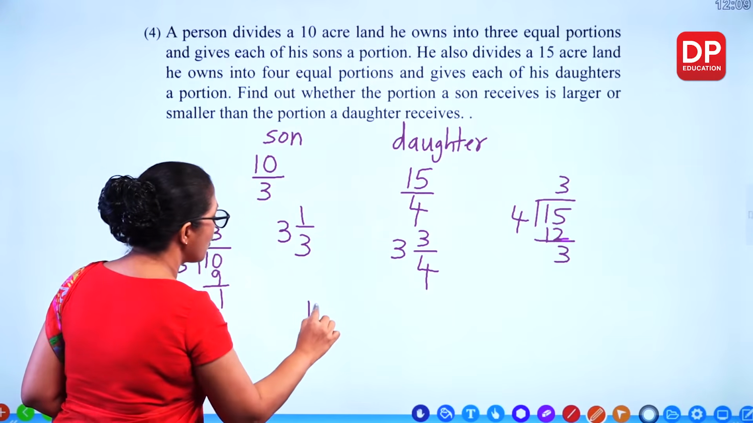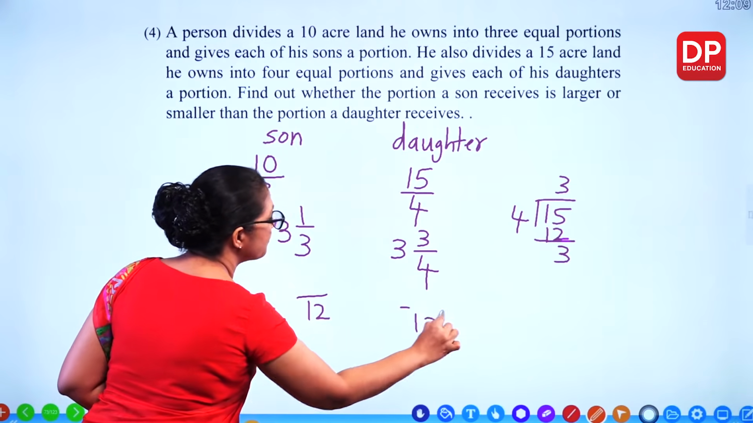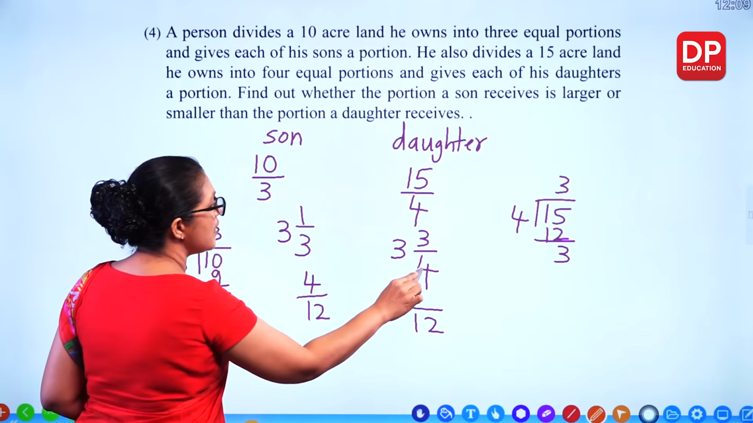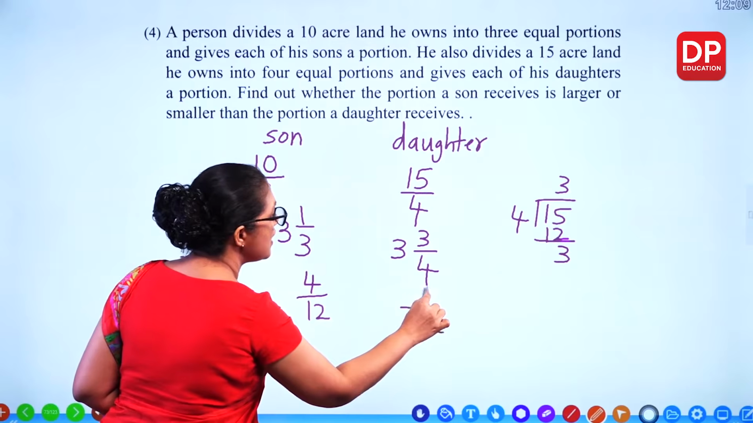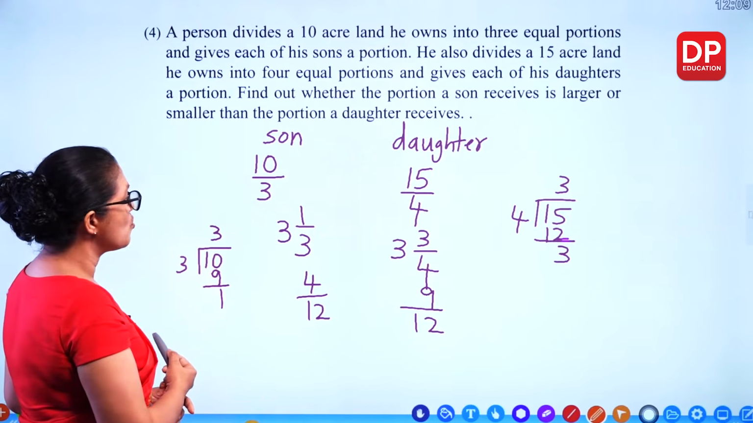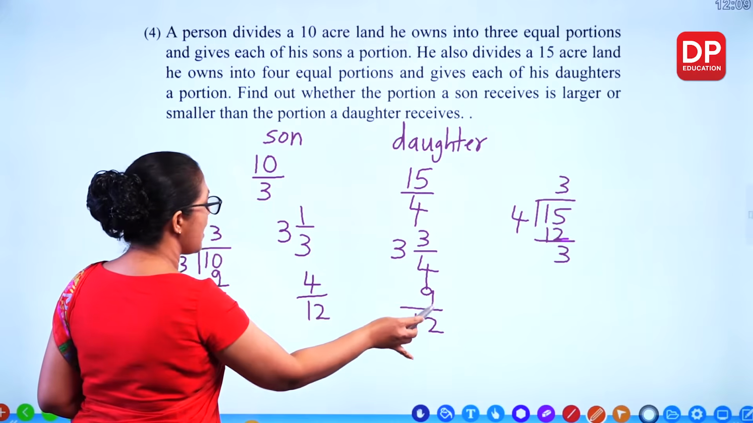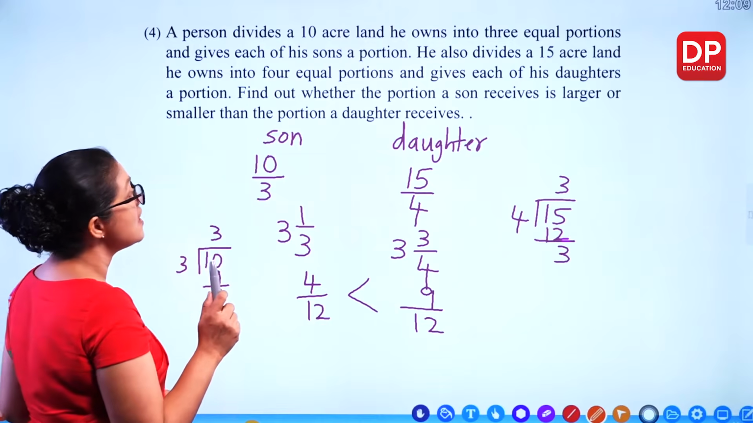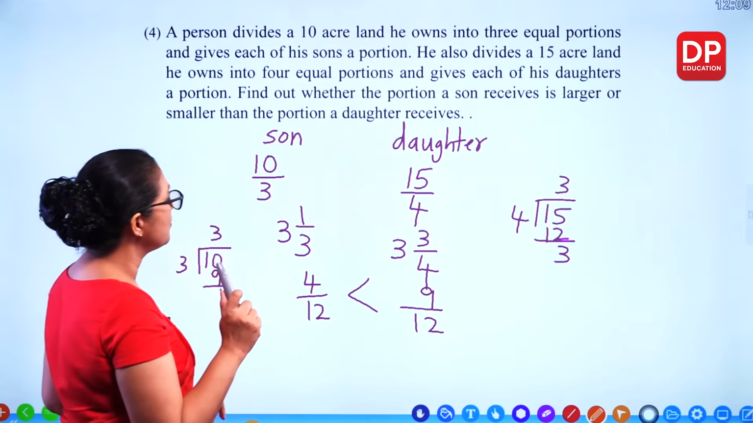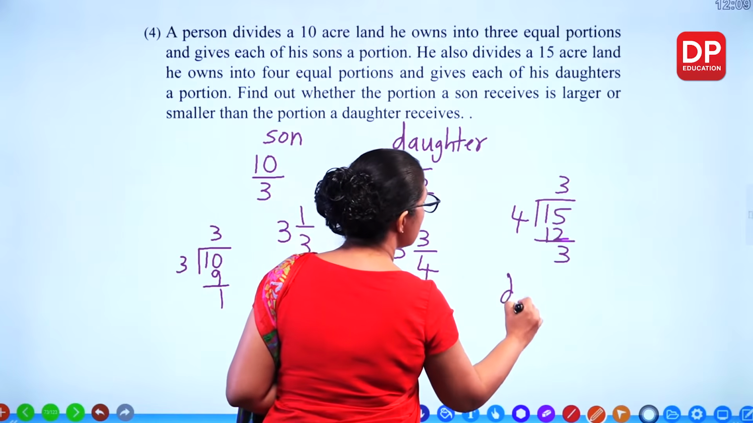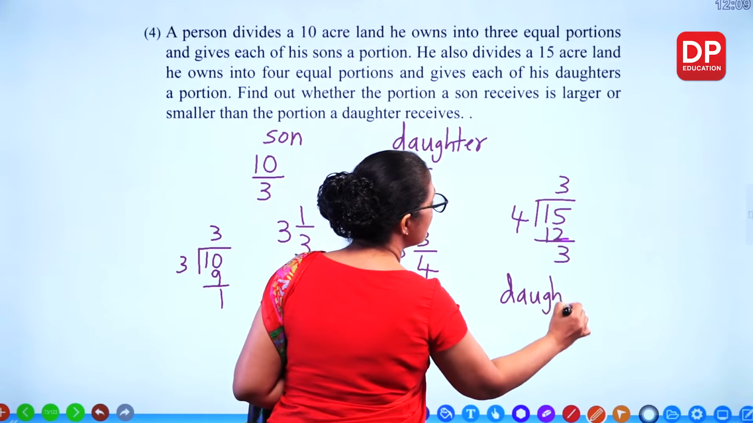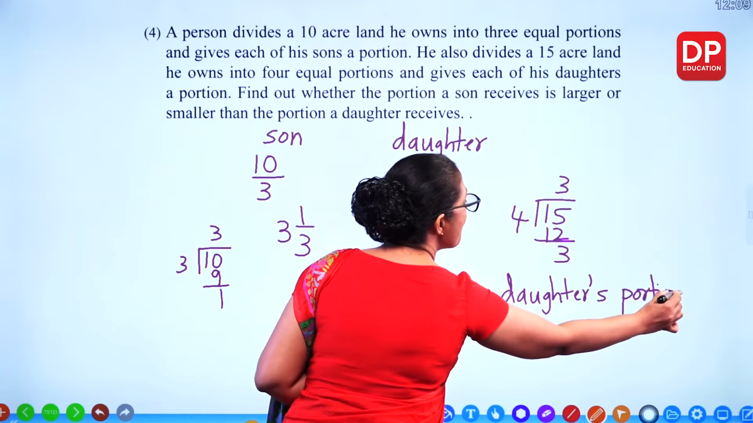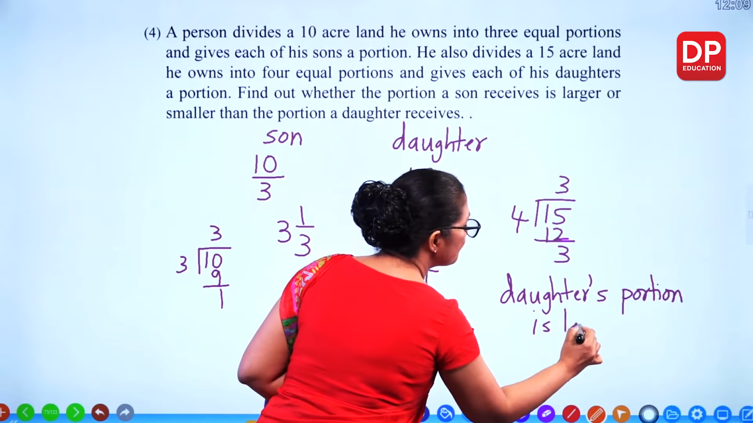So 3 and 4, the common denominator is 12. So 4 times 3, 12, 4 times 1, 4. Here 3 times 4, 12, 3 times 3, 9. Now which one is bigger? This side is bigger. 9 is bigger than this one. So that means daughter's portion is larger than son's portion. So you can write daughter's portion is larger.